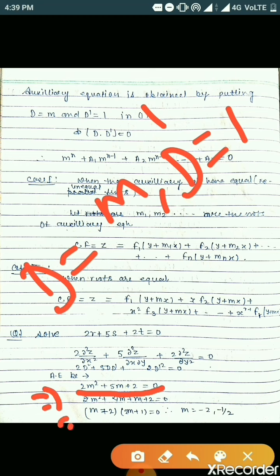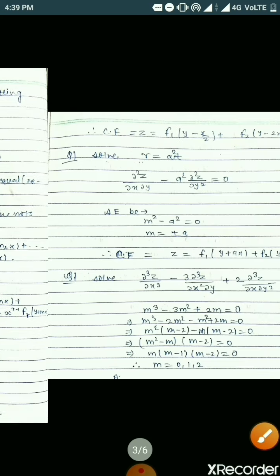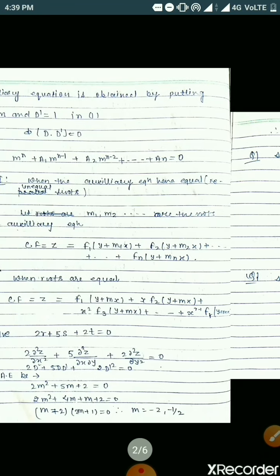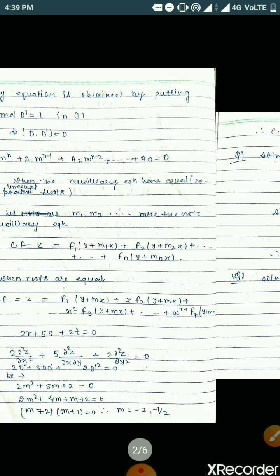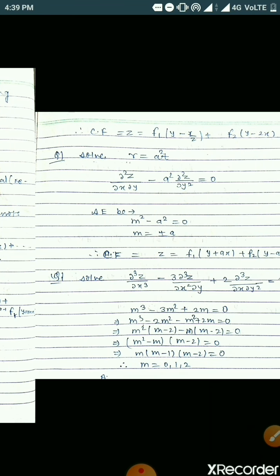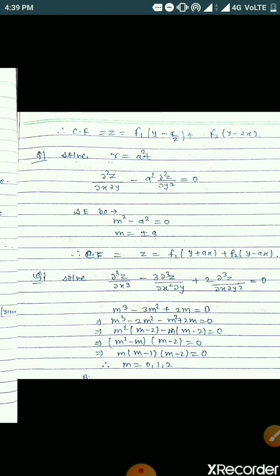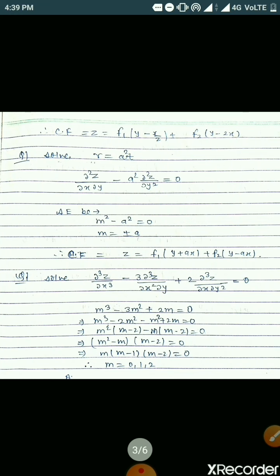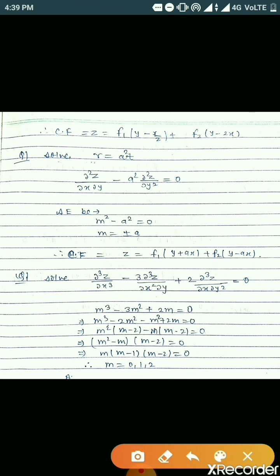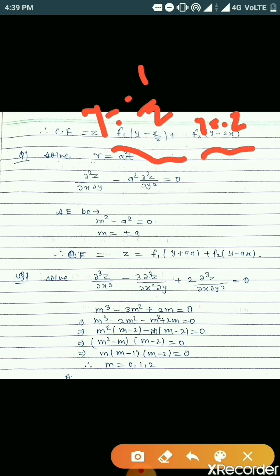While solving this equation, we get 2m square plus 4m plus m plus 2 equals 0, and this will give m plus 2, 2m plus 1 equals 0, and therefore m equals minus 2 and minus 1 by 2. Therefore, the complementary function can be written as, since m equals minus 2, we will write CF is z equals f1 y minus 2x. For minus 2, we will write it as minus 2x here, and for minus half we will write y minus x by 2. So this is our complementary function: we will write f1 y minus x by 2 and f2 y minus 2x.